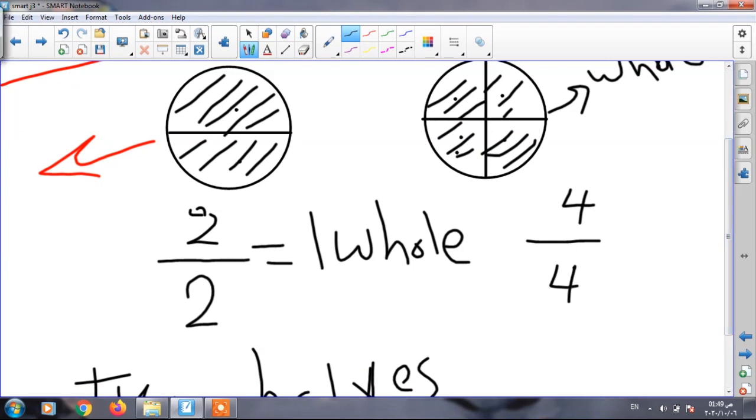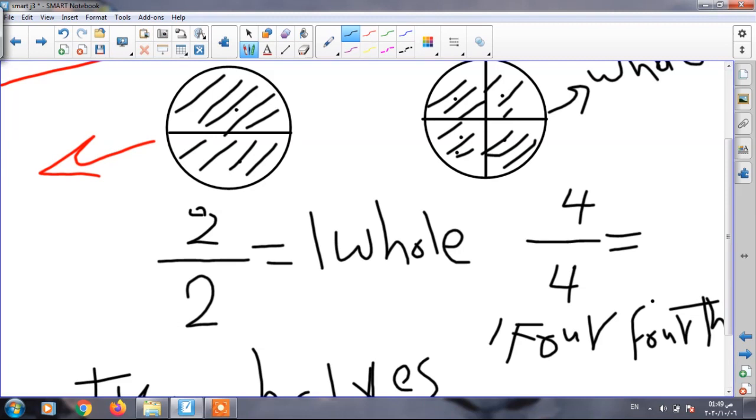And this represents what? The whole circle, or 1 whole. So it means 4 over 4 equals what? Equals 1 whole.